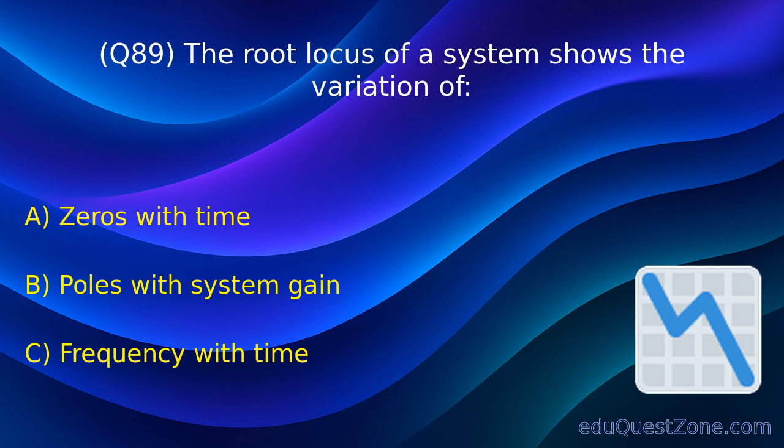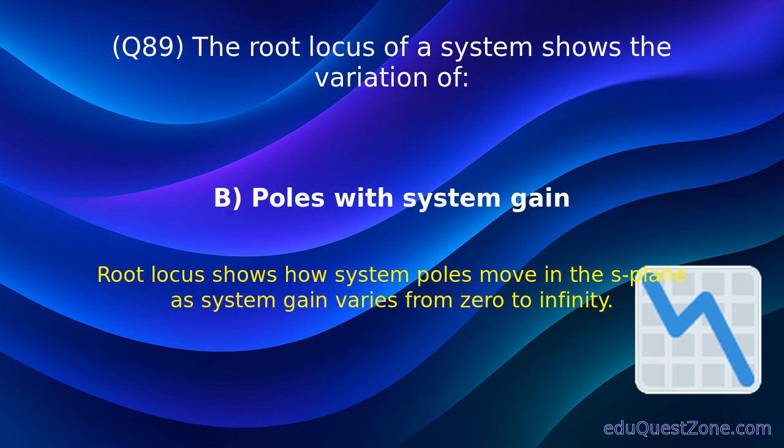Question 89. The root locus of a system shows the variation of. The correct answer is B, poles with system gain. Root locus shows movement of system poles as gain varies.